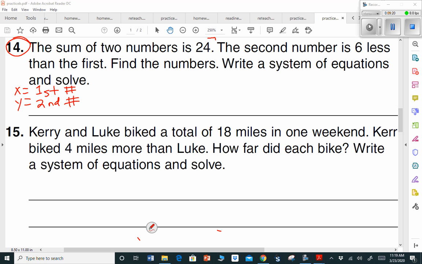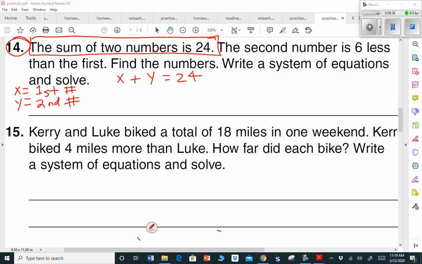First equation should be pretty simple. The sum of two numbers is 24. What would that be? Sum is addition. First number is x, second number is y, and they add up to 24. X plus y equals 24.